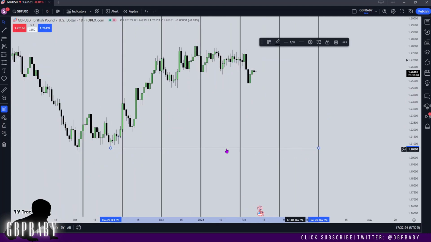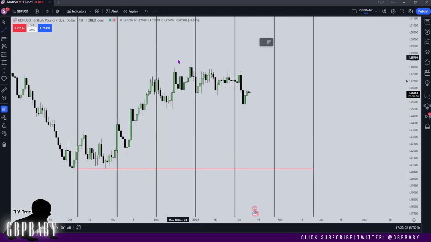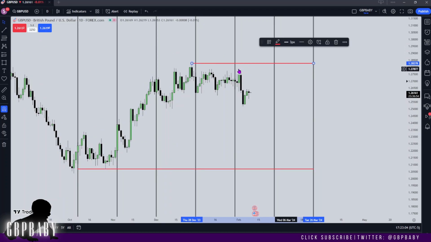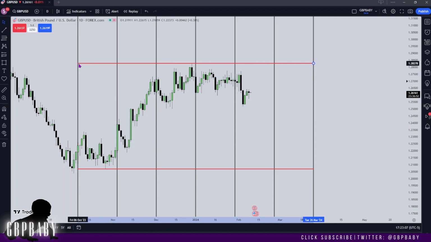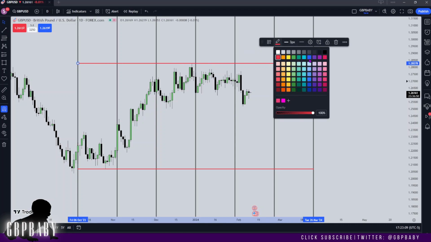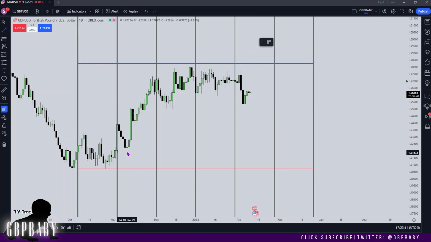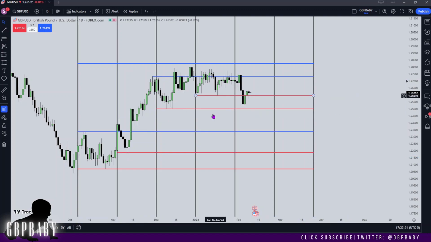So this is the lowest low. And then we want the highest high as well, which we'll make blue. And we also want to make that thick as well. And then we want to also get each individual day. We're looking now for this low to get targeted. And then we've also got a fair value gap down here. So again, we're doing the same thing.